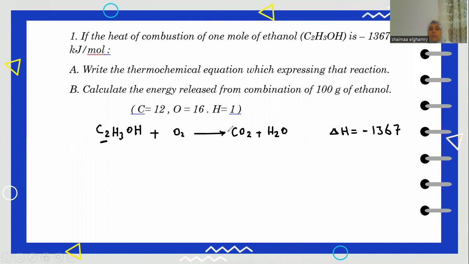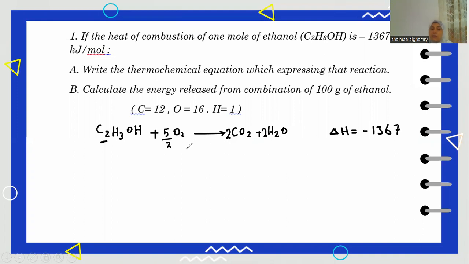Here we have 2 carbons, so we are going to put 2 here. Here we have 6 hydrogen, so we are going to put 3 here. Now we have 4 oxygen here and 3 oxygen there. Now it's 7, we remove 1, so we need 5 more oxygen, so we are going to put 5/2 oxygen, and so we have a balanced equation.